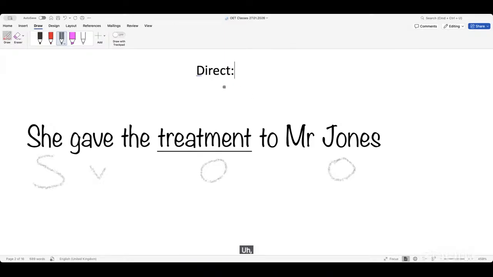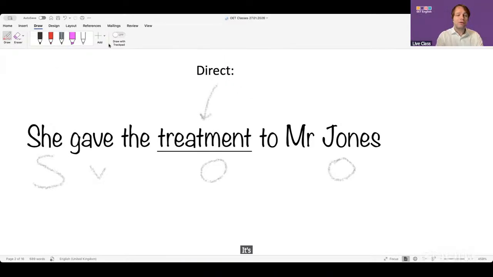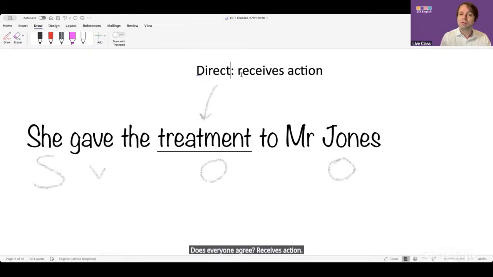Direct object is the direct receiver of an action, I can say. It's the direct receiver. It receives the action. Does everyone agree? Receives action. Makes sense, guys?